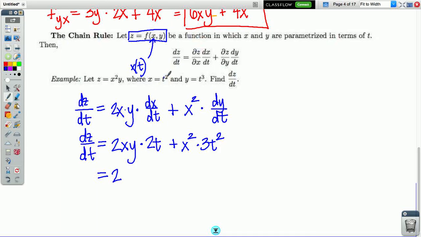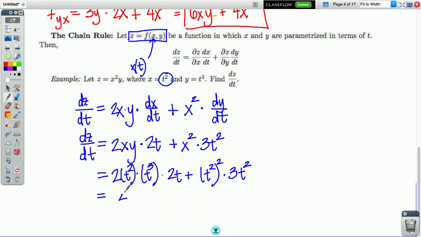So instead of saying x, I'm actually going to put in this t squared. So 2t squared. Instead of y, I'm actually going to put in the t cubed times 2t plus t squared squared, where this x squared would have been, times 3t squared. So when I simplify all this, I get 4, let's see, I have 2 t's and then 3 more t's and then another t, so this is t to the 6th plus t to the 4th times 3t squared, so 3t to the 6th, and this whole thing simplifies to 7t to the 6th for dz dt.